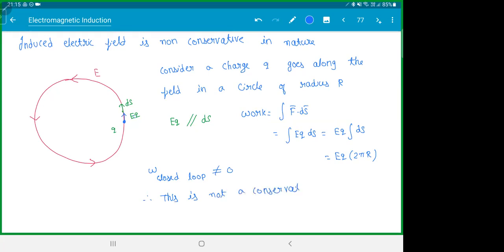The problem here is, this will be mostly a theoretical question, everyone. Potential is not defined for non-conservative fields. Potential is defined only for conservative fields. This field is non-conservative in nature. So this is a direct question: the field induced due to a time varying magnetic field is what? It's non-conservative. So let me show you what happens.